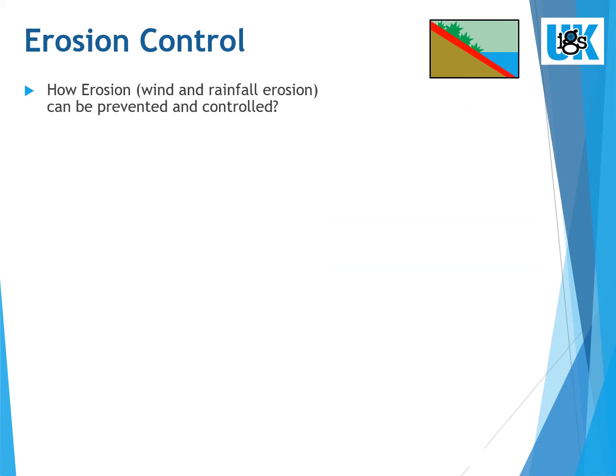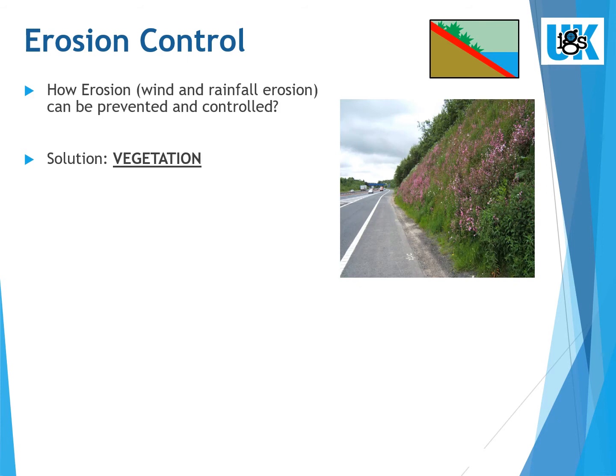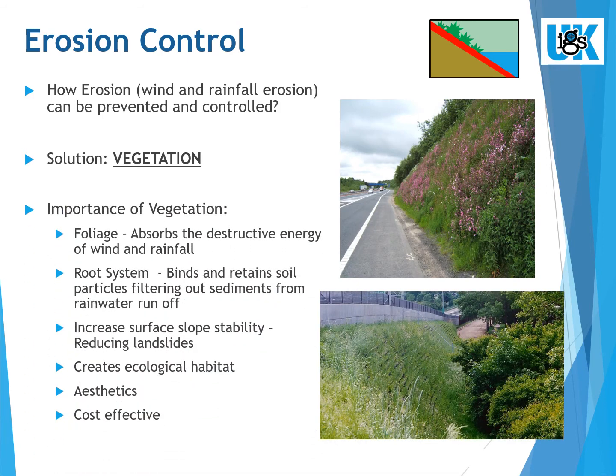So how can erosion, wind and rainfall erosion be prevented and controlled? The solution is vegetation. The importance of vegetation: its foliage absorbs the destructive energy of wind and rainfall. The root system binds and retains soil particles, filtering out sediments from rainwater runoff. It increases surface slope stability, reducing landslides, creates ecological habitat, and is aesthetic and cost-effective.